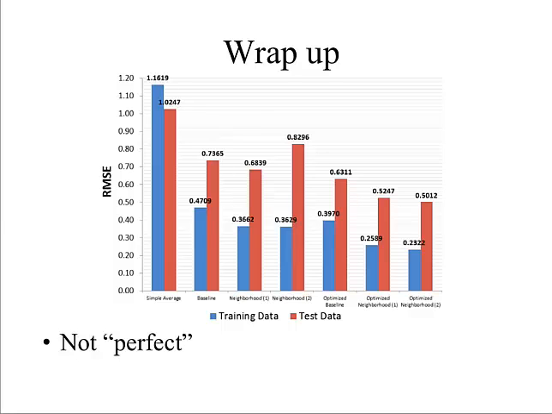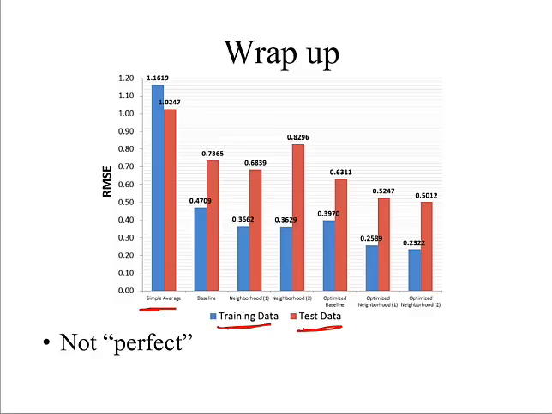So just to wrap things up with these computations, I'll show in a bar graph here the RMSE values for different predictors, some of which we've looked at and some of which we haven't. So we start on the left-hand side with the simple average, which had RMSEs that were above 1 in both cases, for both the training data in the blue and the test data in the red.